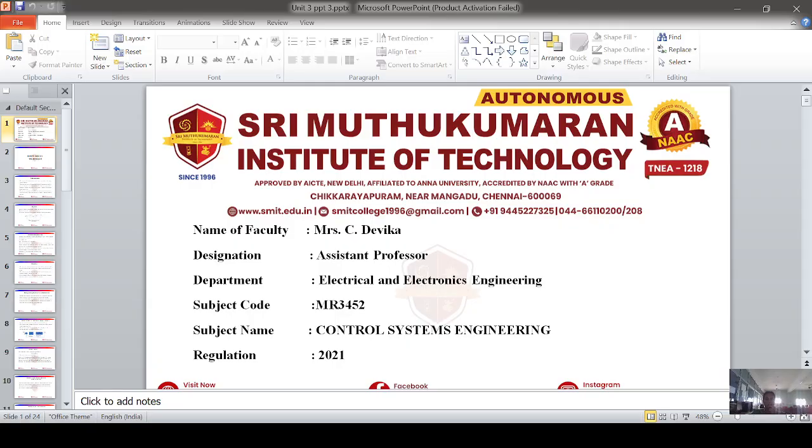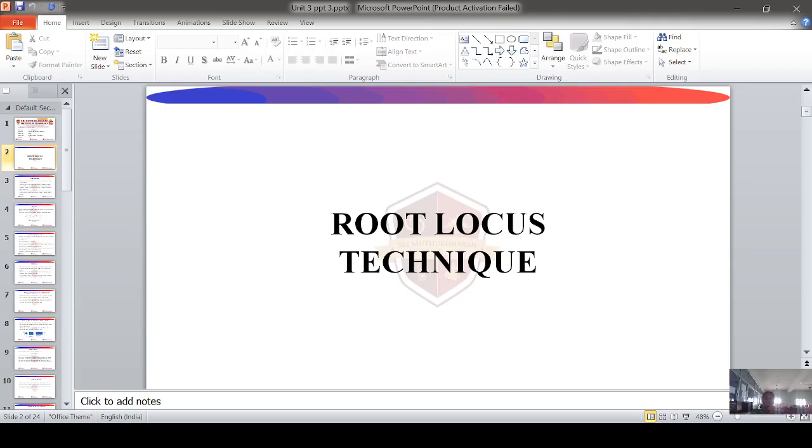Today we will discuss the subject MR3452 Control Systems Engineering for 2021 revisions. We are going to learn the topic root locus technique in the 4th unit of Control Systems Engineering.